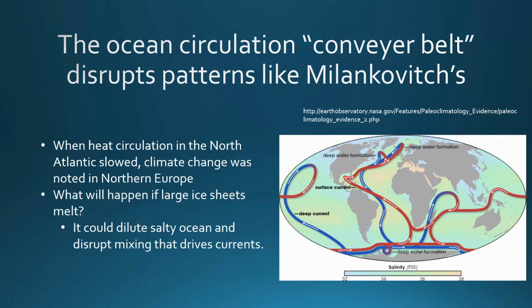So one question that scientists are asking now is what will happen if large ice sheets melt, and then this will impact the driving force that causes some of these currents to form off of especially the areas around Greenland and Antarctic coasts. This could dilute salty ocean water and disrupt some of the mixing that drives these currents, and we could see some stalling of currents, which could definitely impact climates around the world.